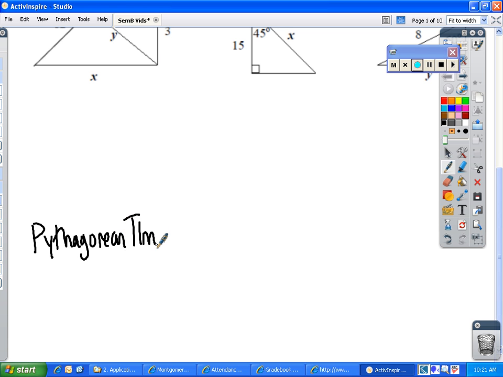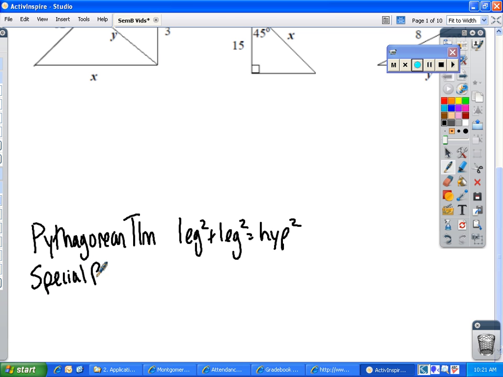The Pythagorean theorem said that a leg squared plus another leg squared equaled the hypotenuse squared. And we also learned about our special right triangles. There were two of them. There was the 30, 60, 90-degree triangle. And we said that whatever was opposite the 30, we would call that x. Across from the 90 was double that, 2x. And across from the 60 was x root 3.